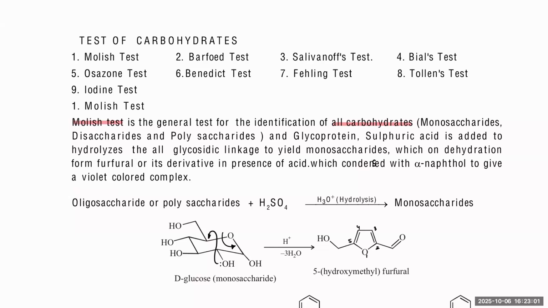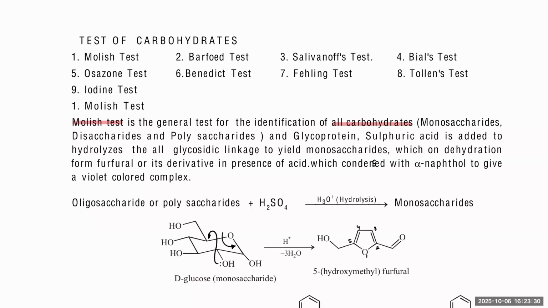So that covers the tests of proteins. These are the four main tests that you need to know. Next is about tests of carbohydrates. The first main test is Molisch test. Molisch test is mainly used for identification of all carbohydrates. That includes monosaccharides, disaccharides, polysaccharides, and so on.